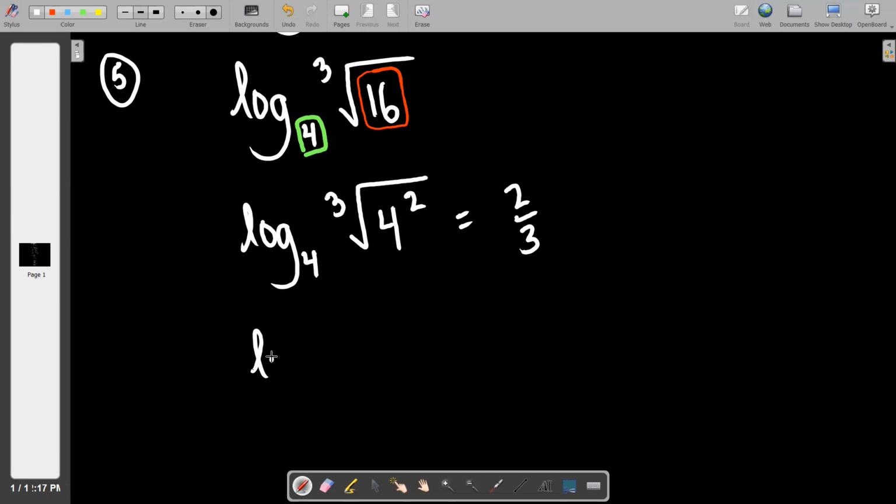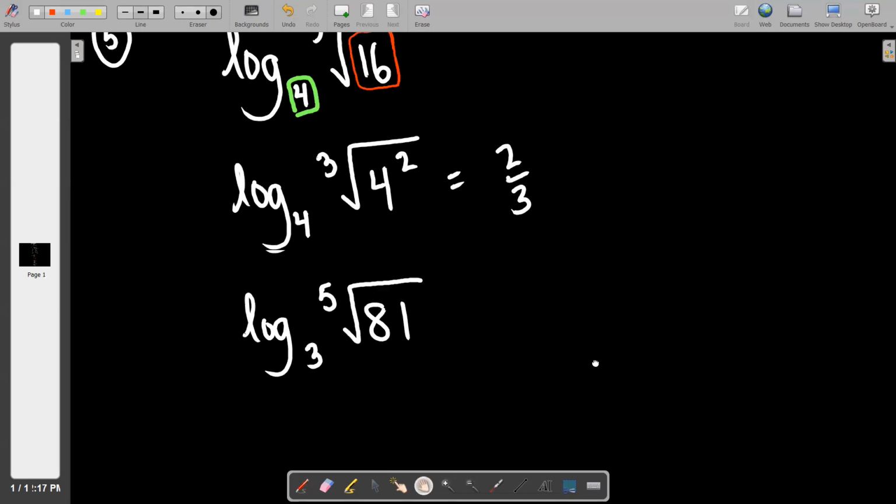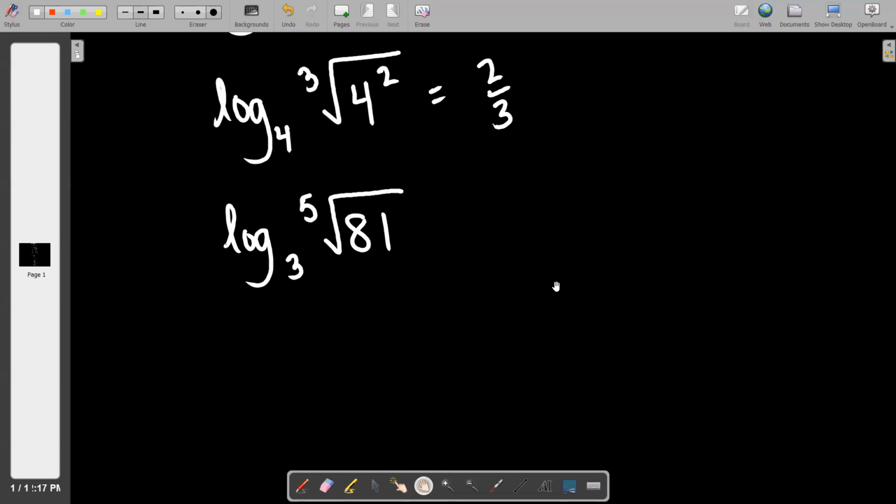Let's go again. This is, I thought, kind of the hardest part of the lecture today. So when we have to start playing with the bases, it can get a little tricky. So let's do log base 3 of the 5th root of 81. So again, 81 in its current form is of no use to me. But 81 can be written as a power of 3. What is 81? Say it again. Yes.